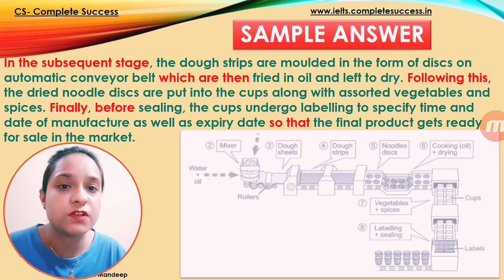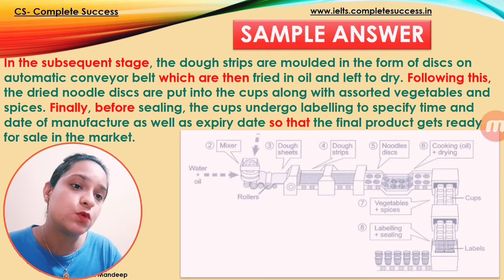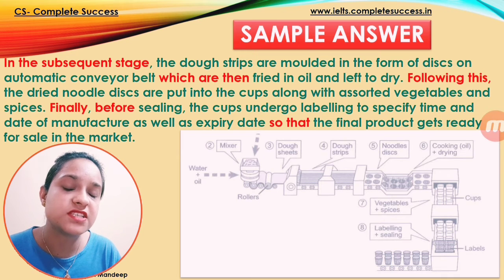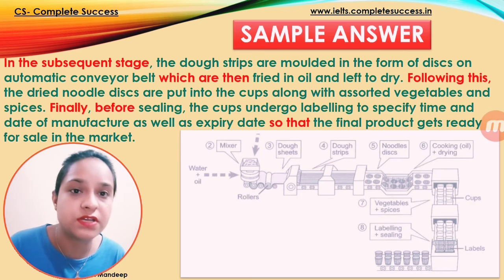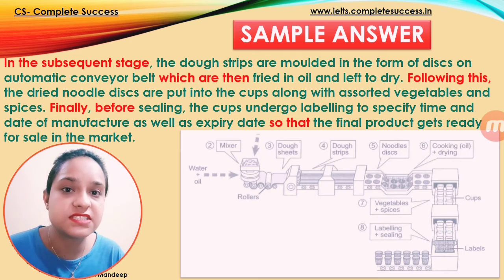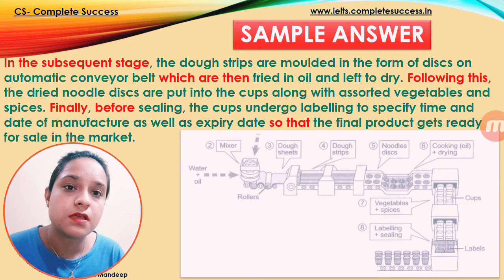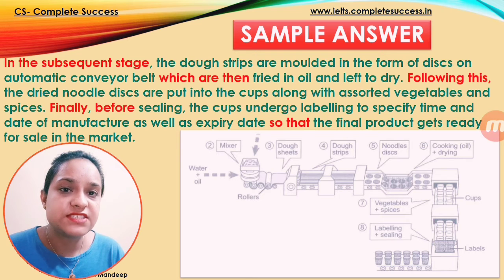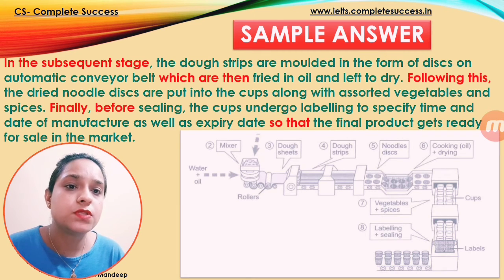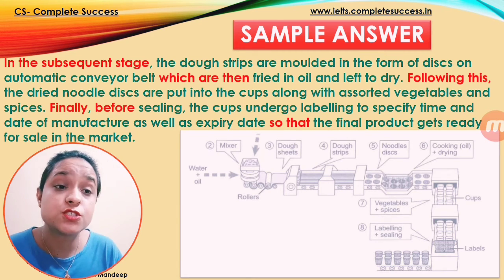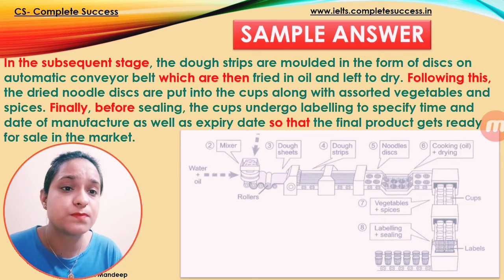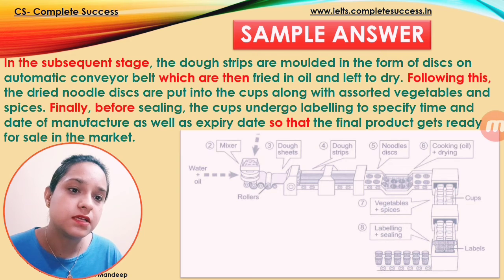After that, following this, the dried noodle discs are put into cups. Obviously, if vegetables and spices are added, they are also added in the cups. That is, discs are also added in the cups. Following this, the dried noodle discs are put into the cups along with assorted vegetables and spices, that is, flavored vegetables and spices. Finally, this is the last step, sealing and labeling is done.